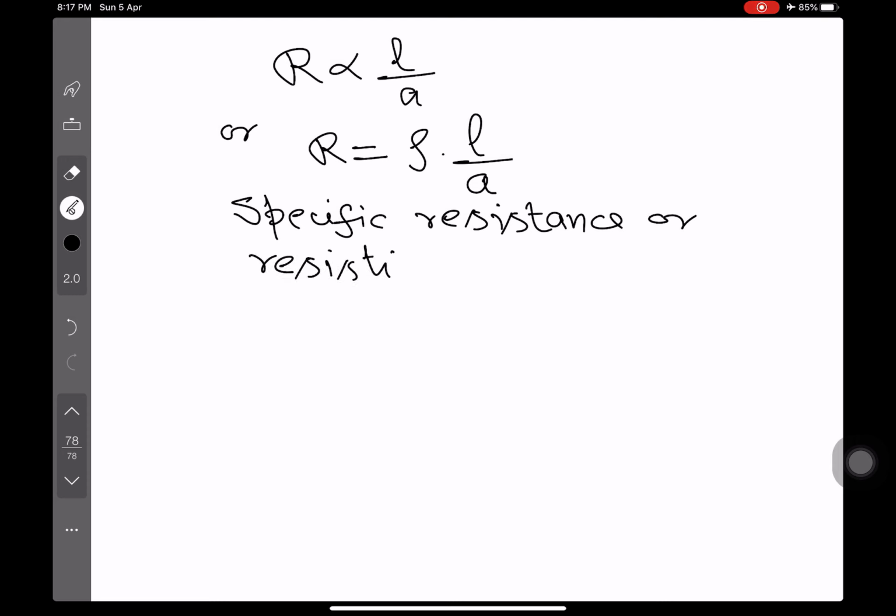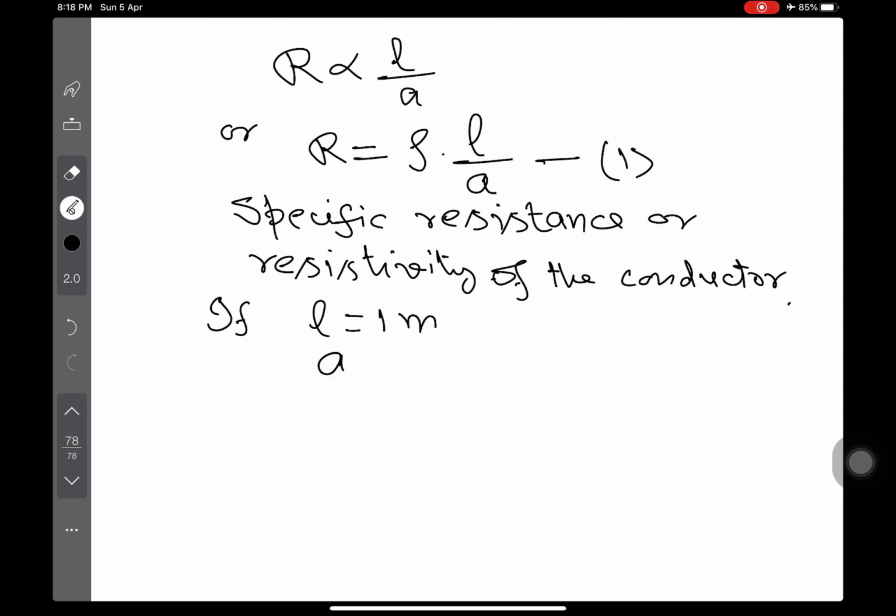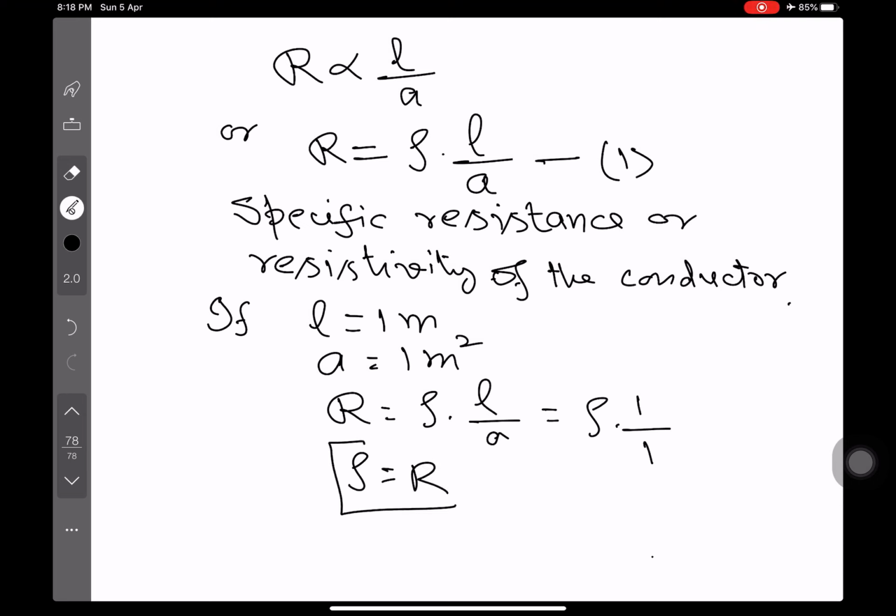Now, the definition of specific resistance or resistivity of a conductor. If L equals 1 meter, unit length, and A equals 1 meter square, then from equation 1, R equals rho into L by A, which implies R equals rho into 1 by 1, that is, rho equals R. Therefore, the specific resistance or resistivity of a conductor is numerically equal to its resistance if the length of the conductor is 1 meter and the area of cross section is 1 meter square.